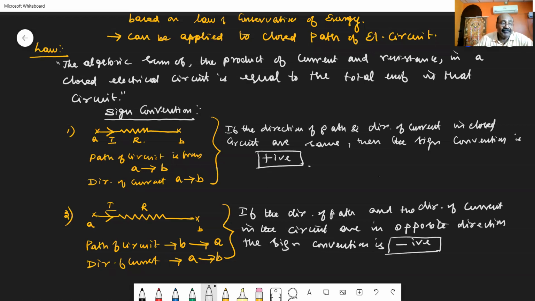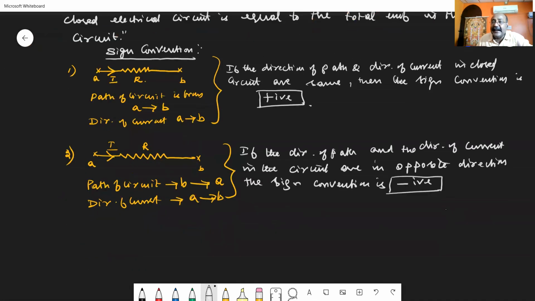What is the third one? See, when the current is passing in a cell or in an EMF, whether the current is flowing from negative terminal to positive terminal or positive terminal to negative terminal, we have to consider. So what is the third convention? See, I am taking it like this. In this circuit, that is A, I am having a resistance. Then here I am having a battery. Let us take the current is flowing in this direction.